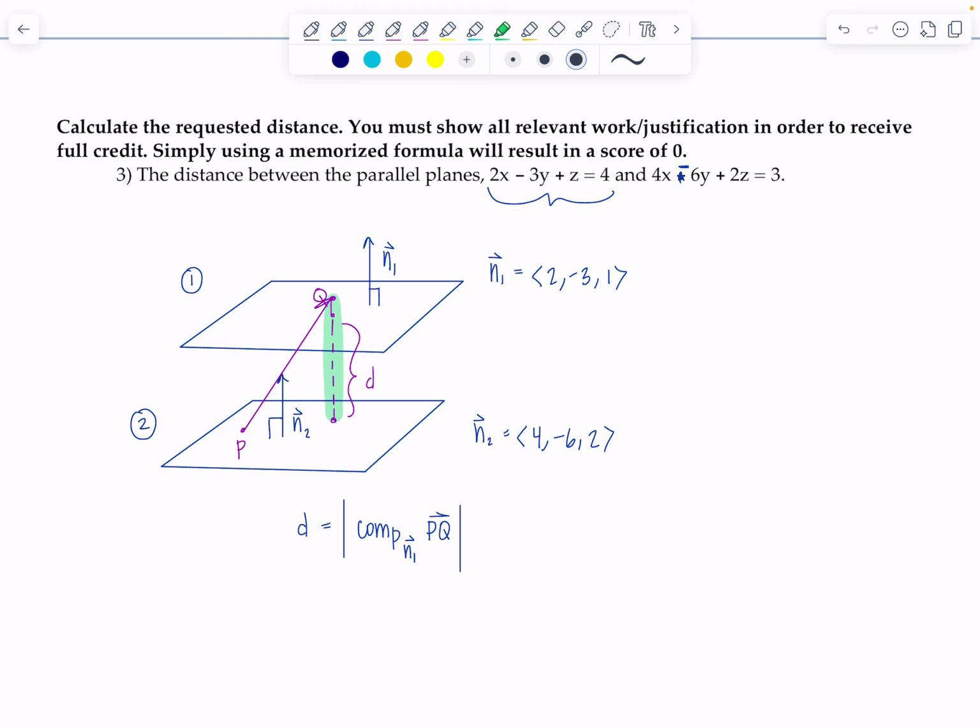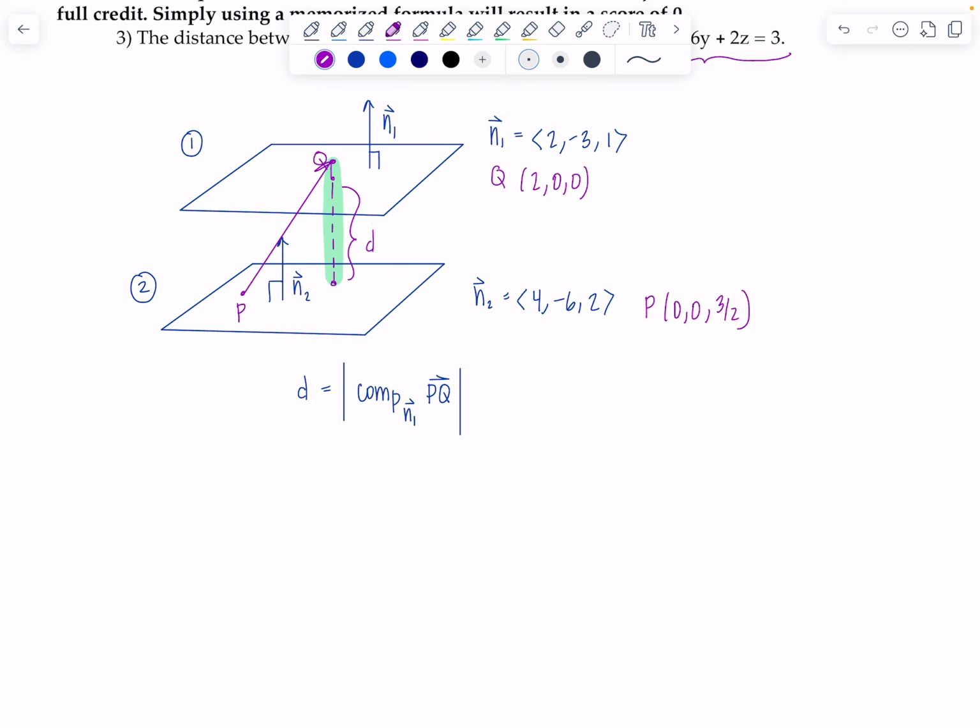So I need a point basically on each of the planes in order to connect them and make that vector PQ. Just look here, pick whatever numbers you want for X and Y and solve for Z, or you can mix it up however your heart desires. Let's just say point P has components 0, 0, 3 halves. And then point Q, I'm going to come over here to this plane. Let's just do 2, 0, 0. Do you like that? If not, pick different ones. It doesn't matter. You have so many options. If you do the math correctly, there are tons of different ways to knock it out.